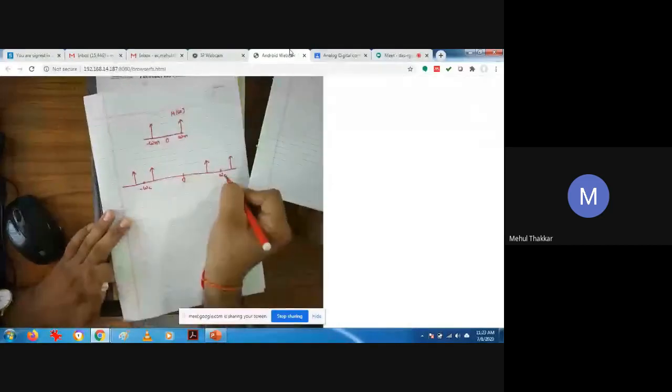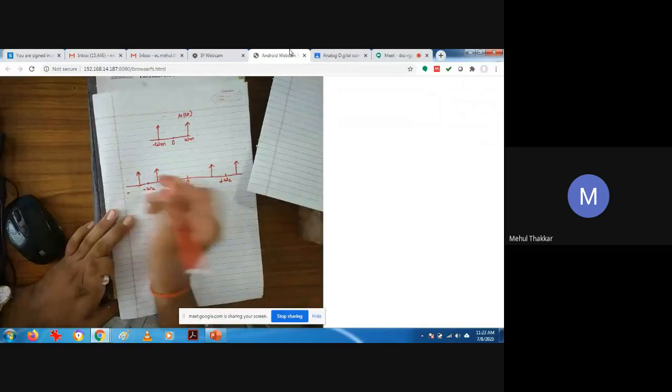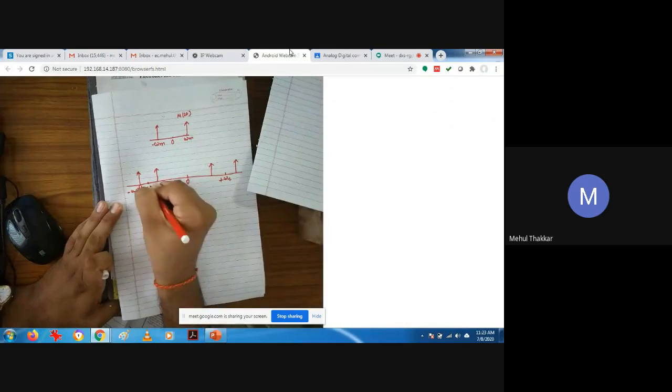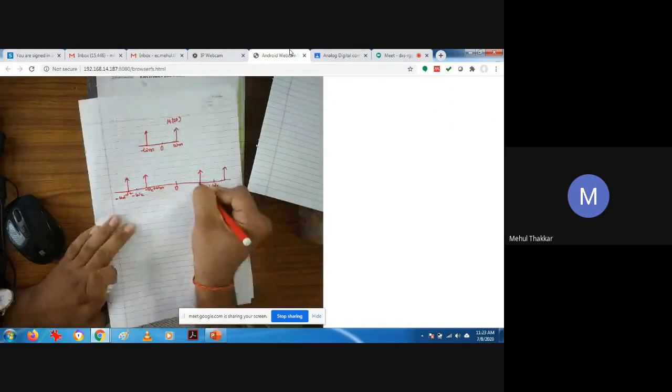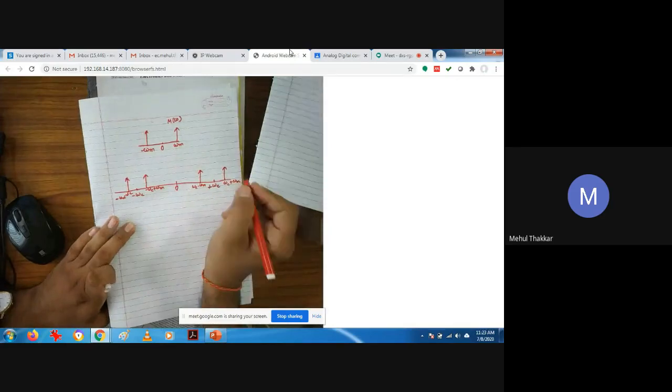This is the plus omega c frequency. So what will be the location of this frequency? This will be minus omega c minus omega m. This will be minus omega c plus omega m. What will be this impulse frequency? That will be omega c minus omega m, and this will be omega c plus omega m. Understood? Have you understood what I have done?